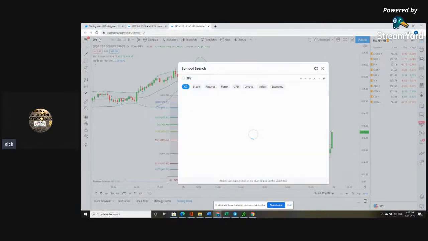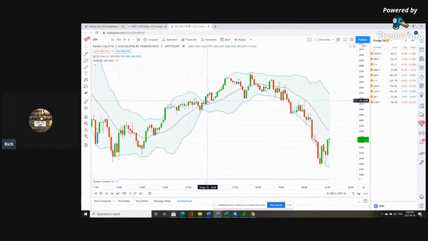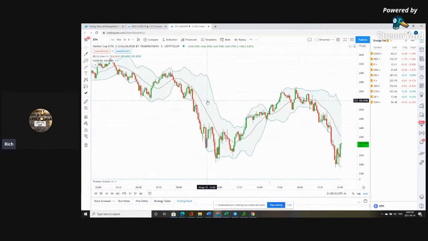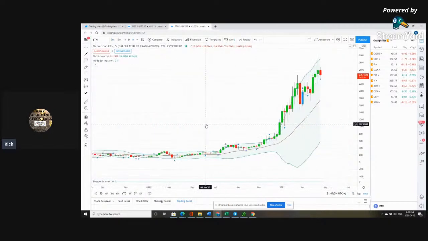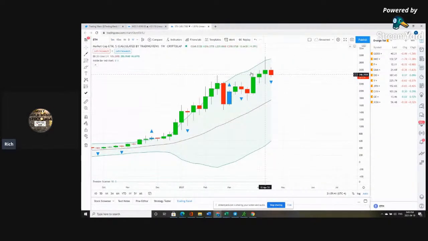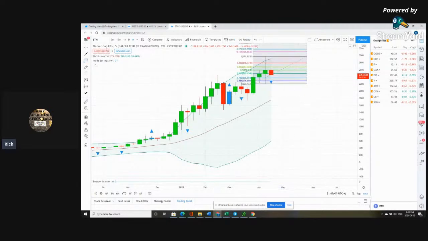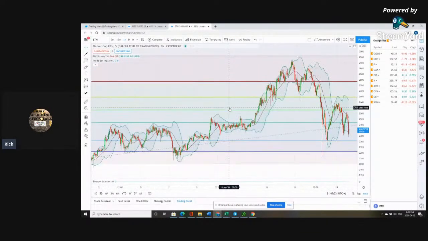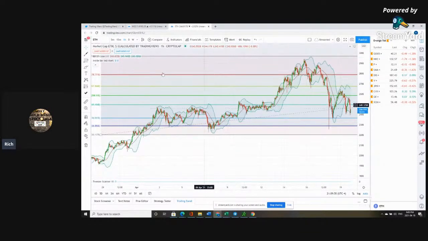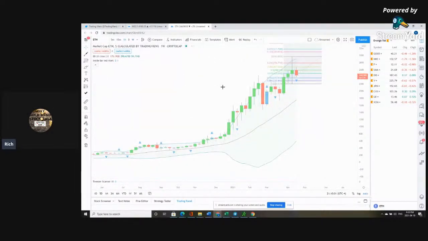Let's look at ETH. So here we go. I want to go to the weekly chart. Okay. And I want to draw the Fibonacci of last week's range. Okay. So right here, I'm going to double check this. Is that right?